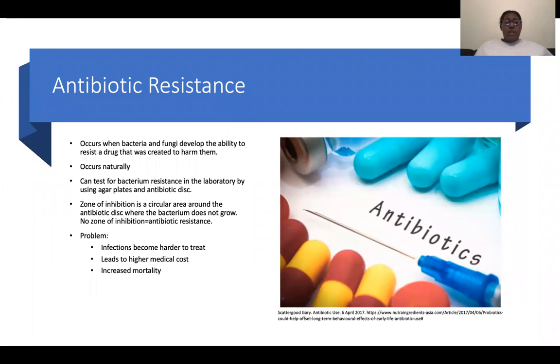Antibiotic resistance occurs when bacteria and fungi develop the ability to resist a drug that was created to harm them. It occurs naturally, so it's not something that we can control.